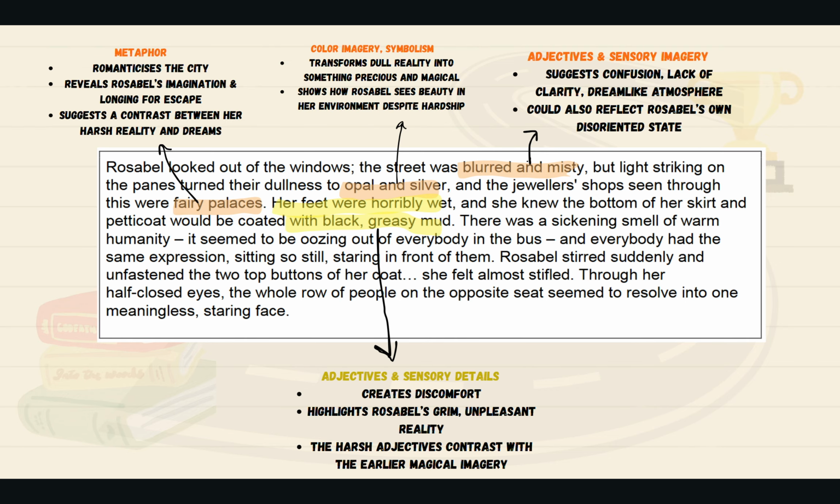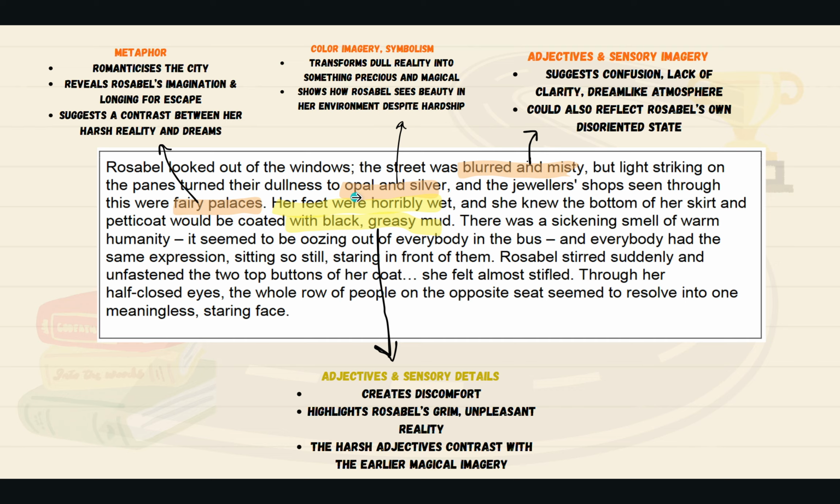The next part I've highlighted is the description here, where we have "her feet were horribly wet and with black greasy mud." Here, the adjectives are used, black and greasy, as well as sensory details, where they're talking about how her feet are feeling. This creates a discomfort and it highlights Rosabelle's unpleasant reality. The harsh adjectives, black, greasy, horribly, contrast with the earlier magical imagery, where we have fairy palaces, opal and silver.